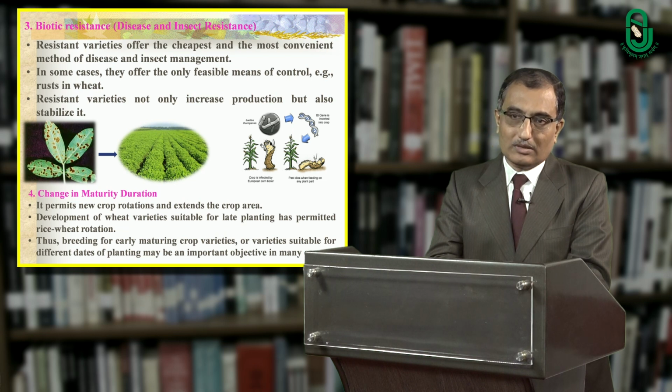Now the fourth important objective is a change in the maturity duration of the crop plant, and it has permitted new crops and extended the crop area due to the maturity duration. Development of wheat varieties for late planting has permitted rice-wheat rotations in the country. Thus breeding for early maturing varieties, or varieties suitable for different dates of planting, is an important objective in many cases.